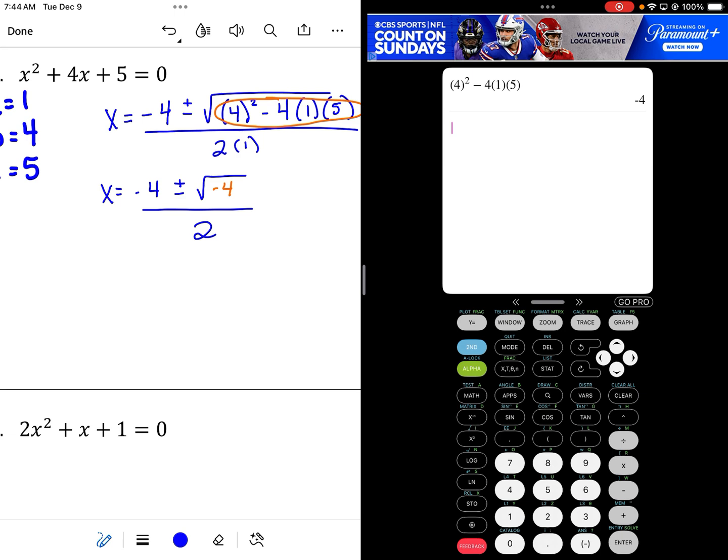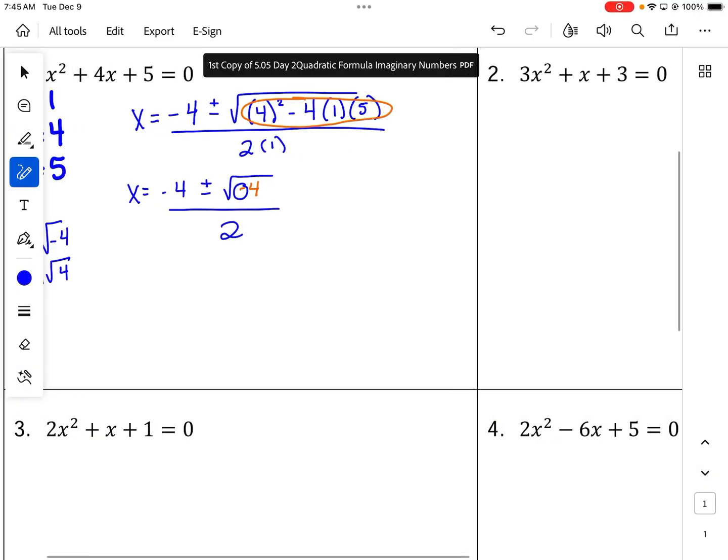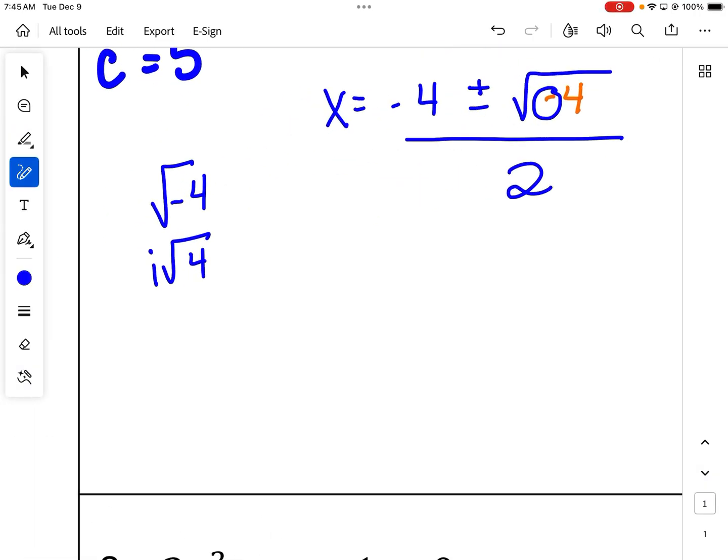Okay, so we have this negative square root. Do y'all remember what we do with a negative square root? The i. So if I take the square root of negative 4, it's going to be i square root of 4. And i stays out front, just like it always does on y'all's quiz. You can never put the i on the inside. i is always outside the radical. So this comes out to be 2i.